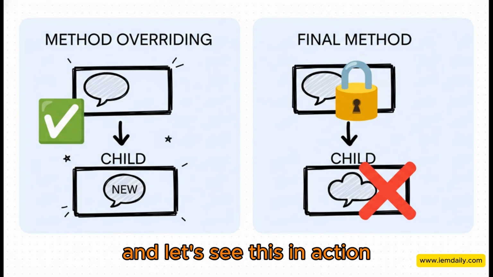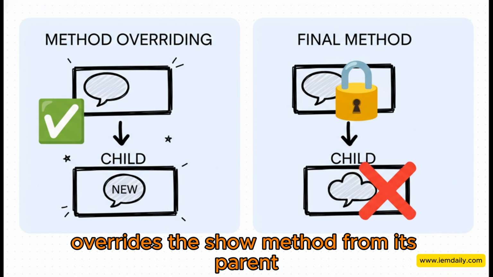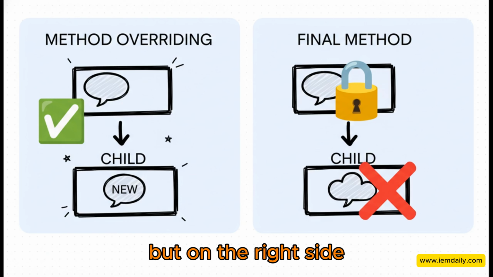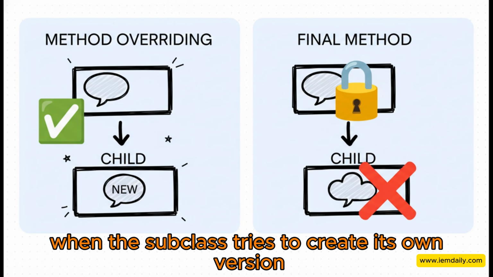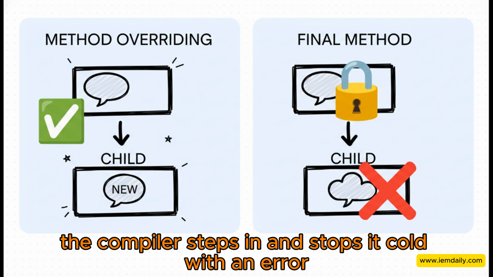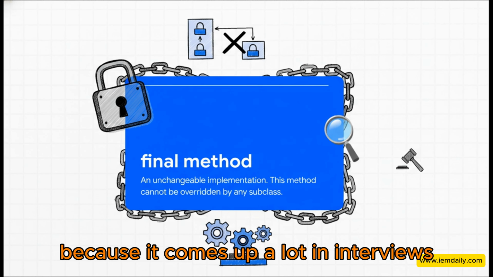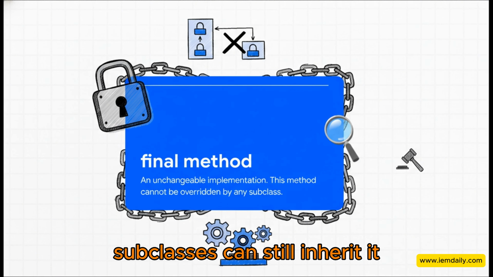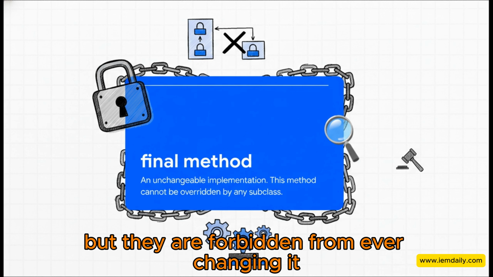And let's see this in action. On the left side, the advanced calc class overrides the show method from its parent. This is totally normal method overriding. But on the right side, we add the final keyword to the original show method in the parent. Now when the subclass tries to create its own version, the compiler steps in and stops it cold with an error. So remember this rule, because it comes up a lot in interviews. A final method locks down an implementation. Subclasses can still inherit it, they can still call it and use it, but they are forbidden from ever changing it.